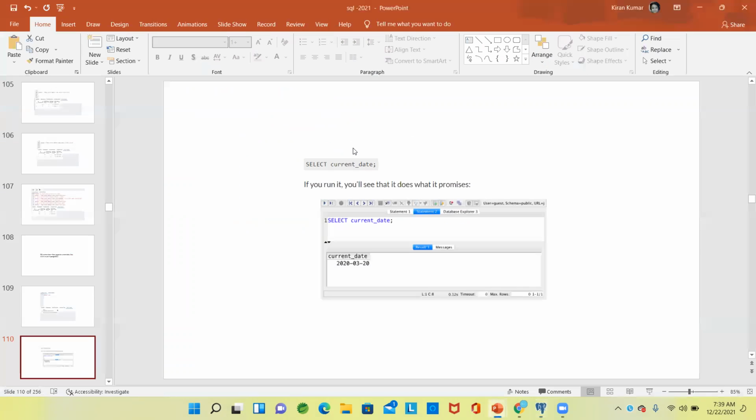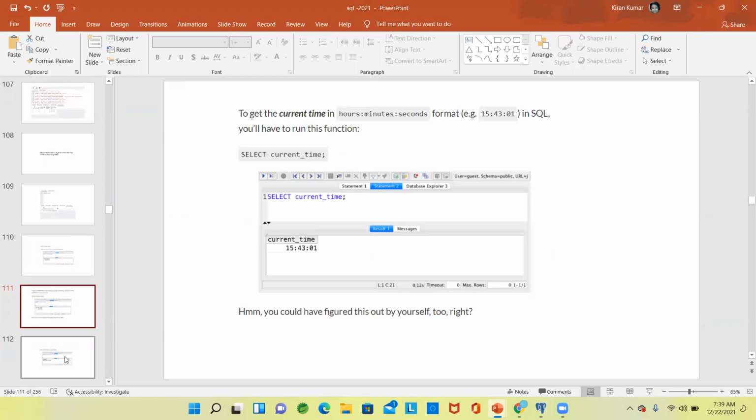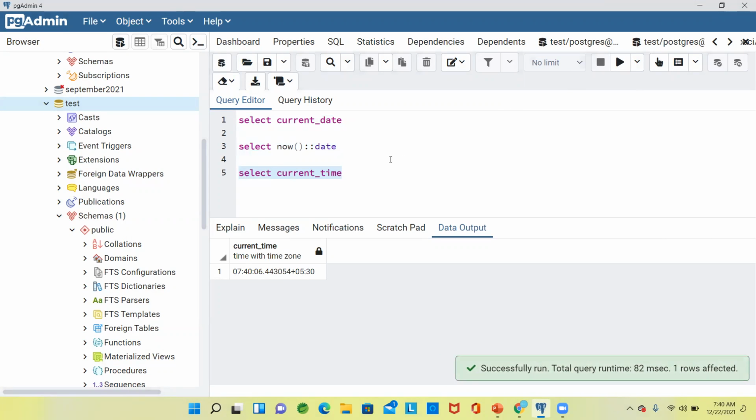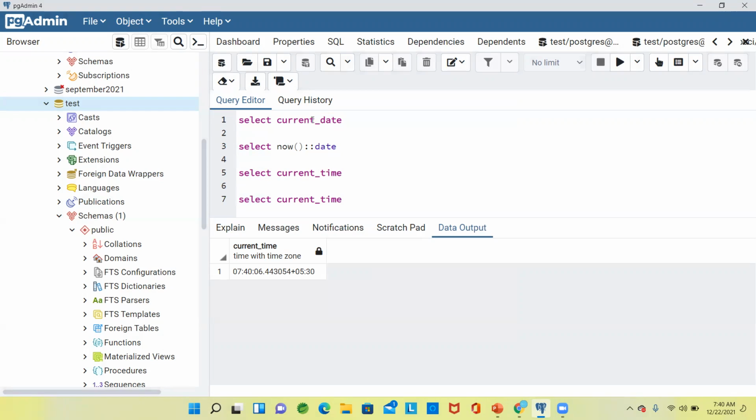So apart from that, what do we have? Current date we saw. Apart from this, current time is also there. Current underscore time. If you see here, what happened? Current time also came. One thing, did you observe? Current date. Did you observe one thing here? I'll run 3 queries. You should tell me what you observed.